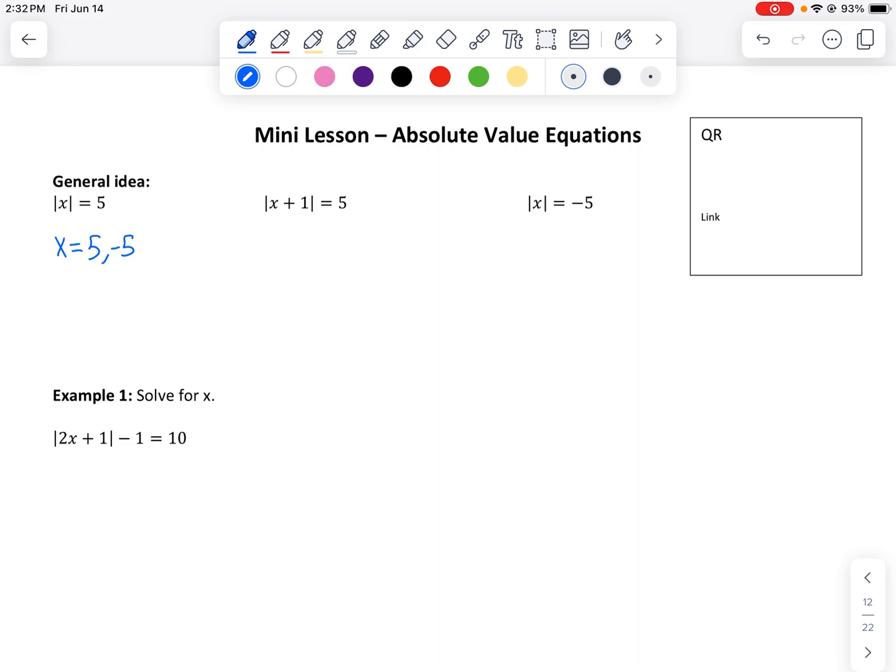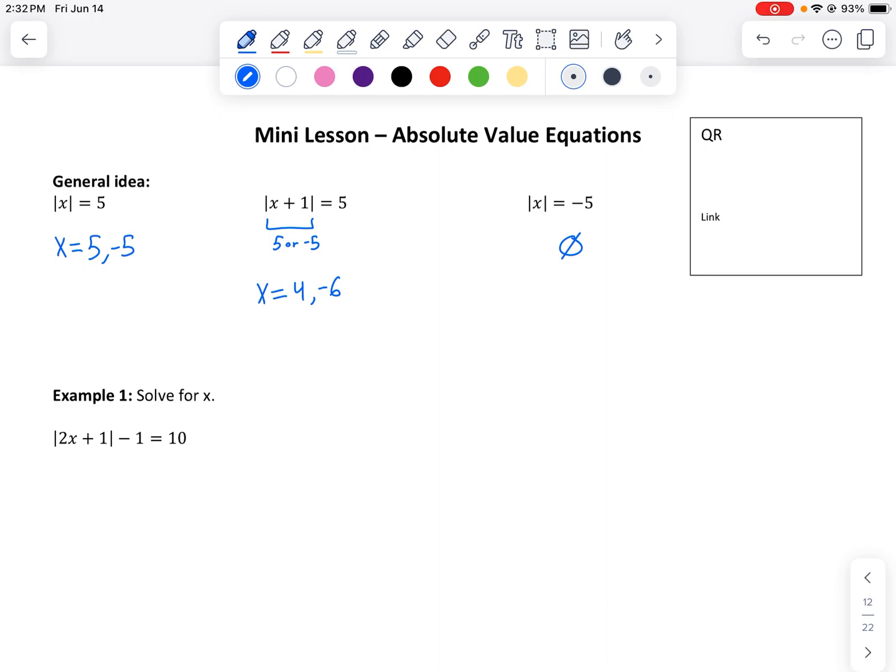When you have the absolute value of x plus 1 equals 5, there's a little more thinking. We know that this inside must either be 5 or -5, and the values that make that true then are x is 4 or x is -6. -6 plus 1 is -5. The absolute value of that is 5. And then the absolute value of x being -5 is impossible because an absolute value gives us a positive value and we can't have it equal a negative.